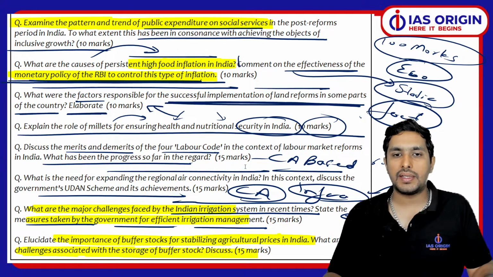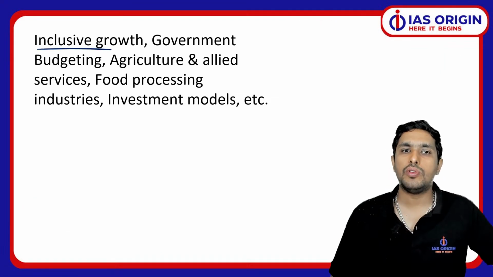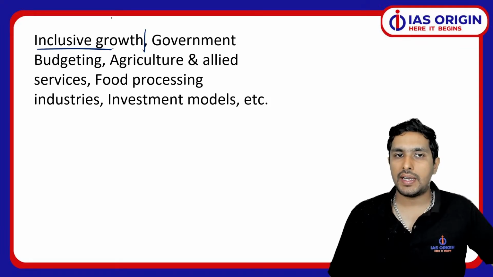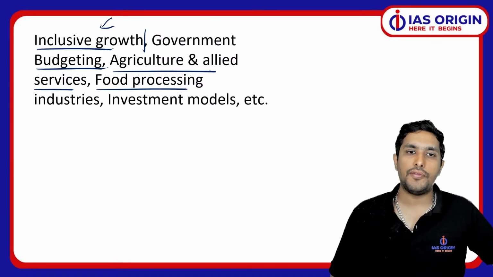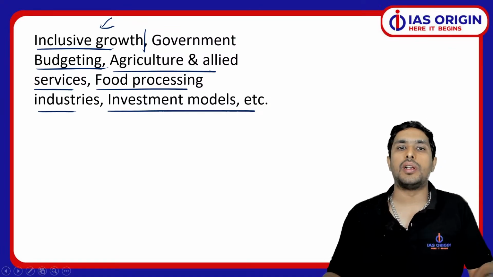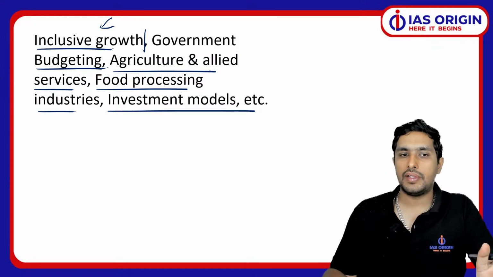जैसे हम लोग बात करते हैं about some important topics, like I would say, inclusive growth. So you should have a static idea on that and what is going on. Gender budgeting, government budgeting, agriculture allied services है, food processing है, investment models हैं. So I would suggest you that you have a decent level of command over that.